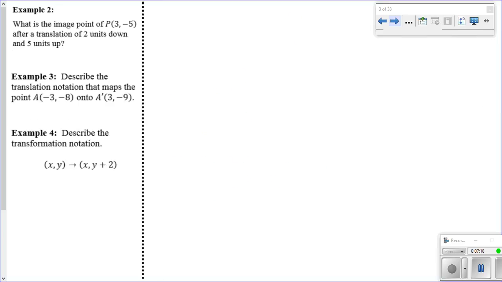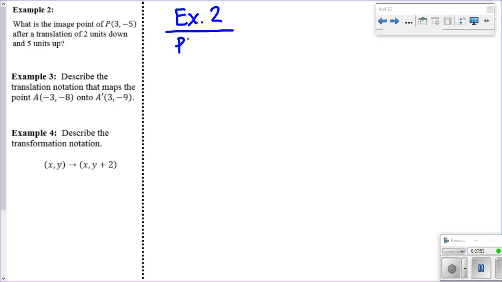All right. Now you could do these without graphs. Okay, so here's some other ways that we could do this. So what is the image point of P, which is at 3, negative 5, after a translation of 2 units down and 5 units up? So go ahead and pause, and I want you to try that one to see if you could come up with the image point for that.